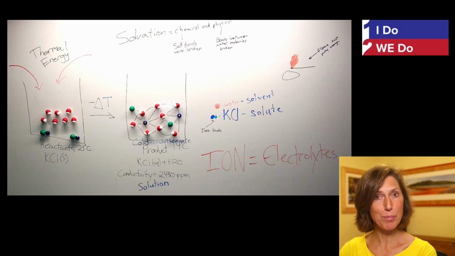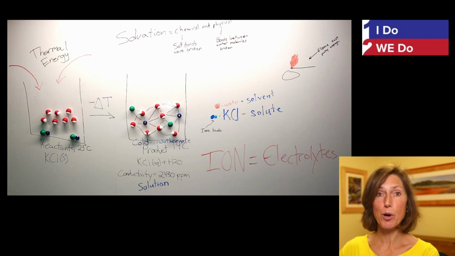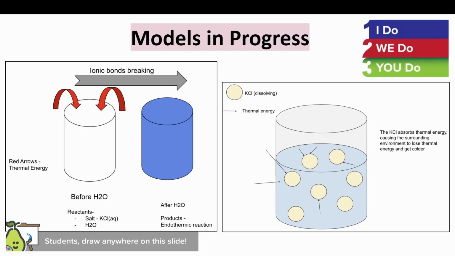So upon completion of the I do modeling of solvation, students are ready for we do. I pair them up, they go and model the solvation process using both magnets and a whiteboard. Again, this was also part of the previous lesson 2. Now we're ready for the 3rd component of the I do, we do, you do. That would be the you do.